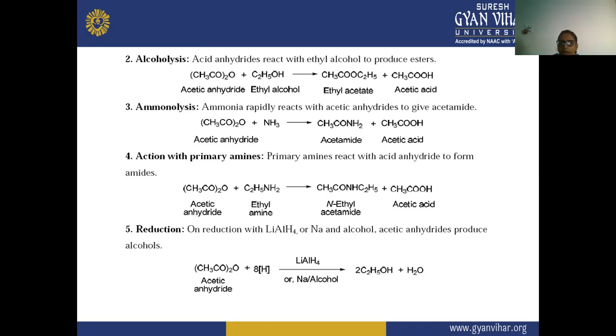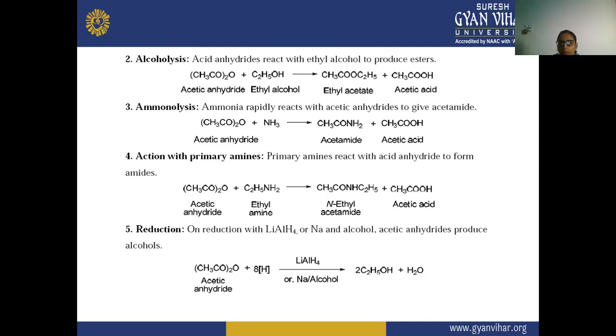In the alcoholysis, the acid anhydride is reacting with the ethyl alcohol to produce ester. So in this case, the acetic anhydride is reacted with the ethyl alcohol, means there is a lysis of this alcohol, and after the lysis of this alcohol, there is a formation of the ethyl acetate plus your acetic acid.